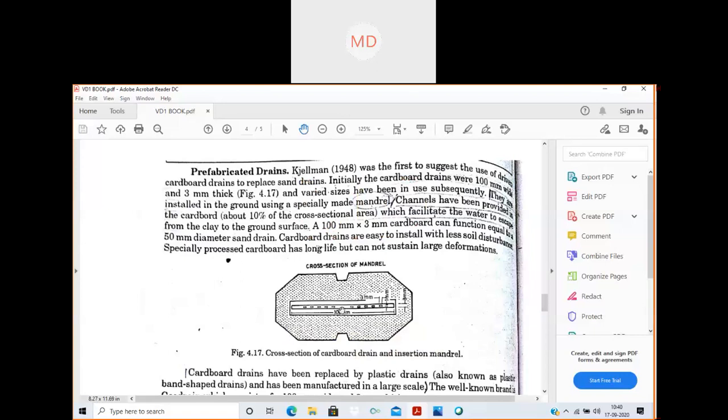After inserting this vertical drain inside the soil, the mandrel is withdrawn from the place, and the drain is allowed to stay in the place. Then with further improvement in technology, this cardboard drain was removed, and then came the plastic drains. This is also the same, just the vertical drain is made of plastics. Then came geodrains, and nowadays generally geomembranes are used.